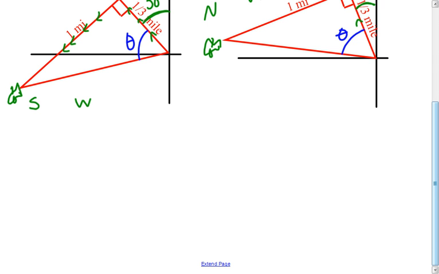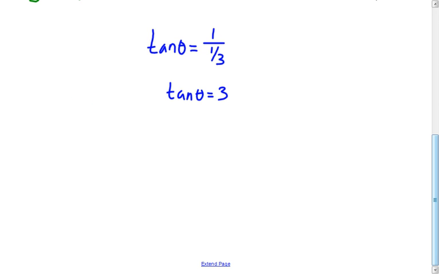So from that theta, I have an opposite, which is 1, and an adjacent, which is 1/3. So I will go tangent of theta, and it's the same for either picture. Your opposite and adjacent are the same. Opposite, which is 1, over adjacent, which is 1/3. And of course, dividing by 1/3 is the same as multiplying by 3. So that's the same as figuring out where tangent is 3. Okay? Then you're going to put that into your calculator as an inverse because you're missing the angle. And your calculator will spit out 71.57 degrees.